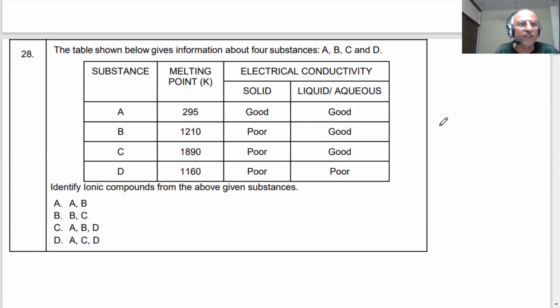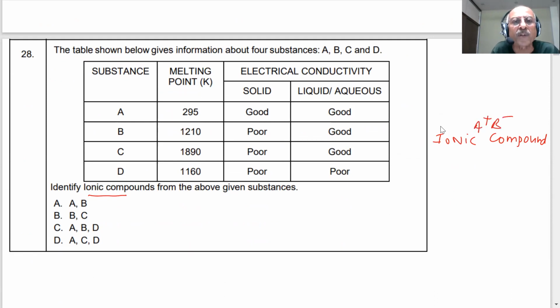Question number 28 is on the screen. The table below gives information about four substances, A, B, C, D. Identify the ionic compound. Student, what do you mean by an ionic compound? When I say a compound is ionic, that means there are ions like A plus and B minus.